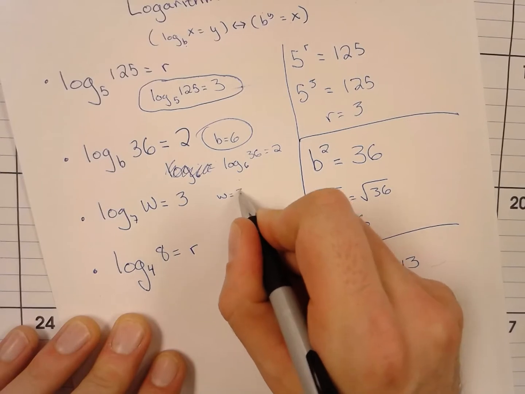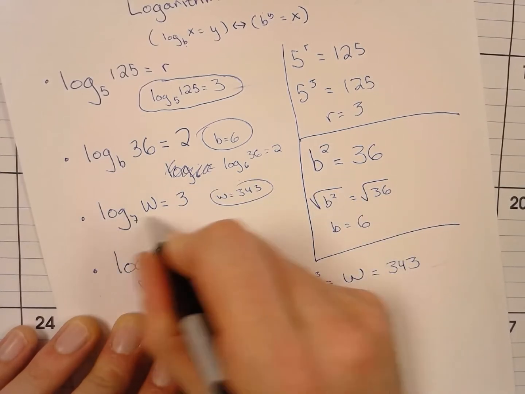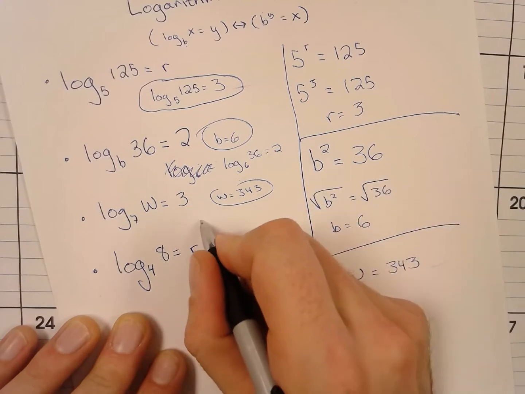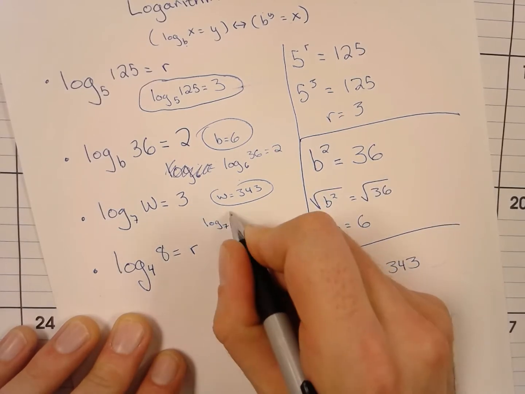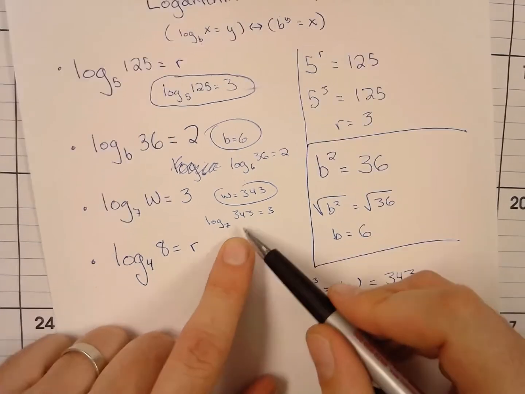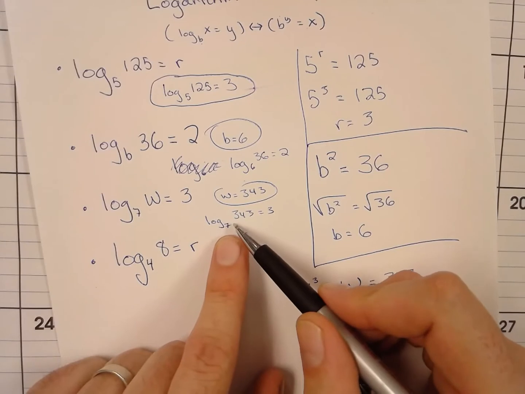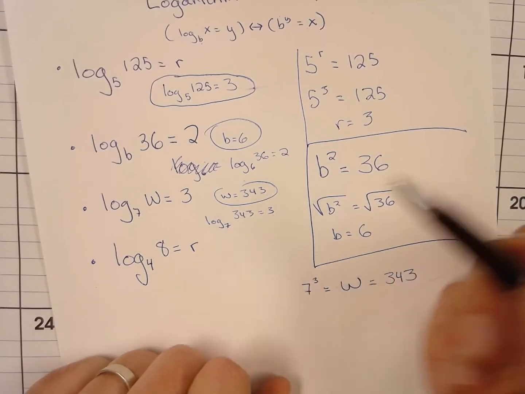Another way of thinking about that is, once again, when you take the answer, substitute it in, and try to make sense of this all, log base 7 of 343 equals 3. That's like saying 7 raised to the exponent power of 3 equals 343.